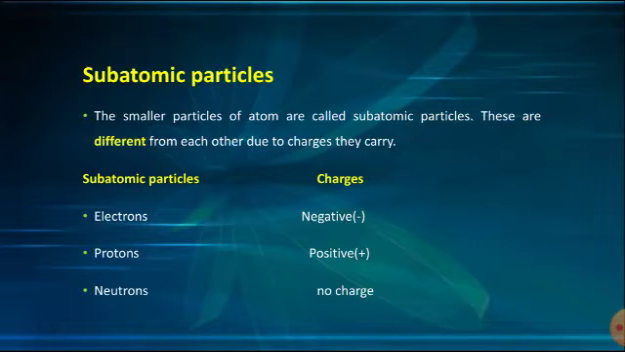These smaller particles of an atom are called subatomic particles. These are different from each other due to the charges they carry. Electrons carry negative charge, protons carry positive charge, while neutrons carry no charge.